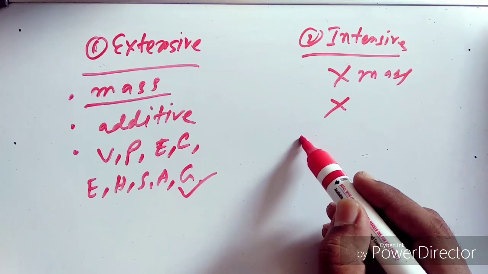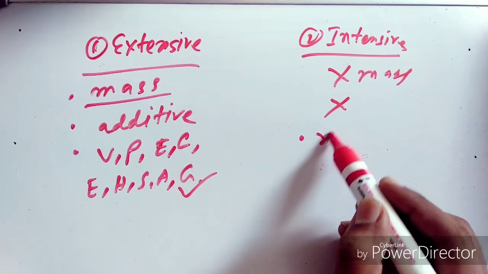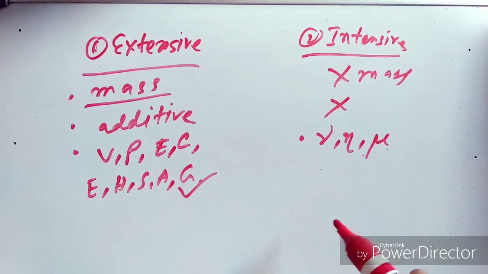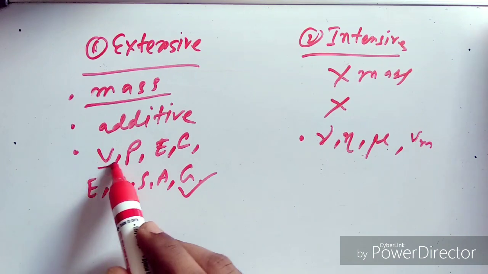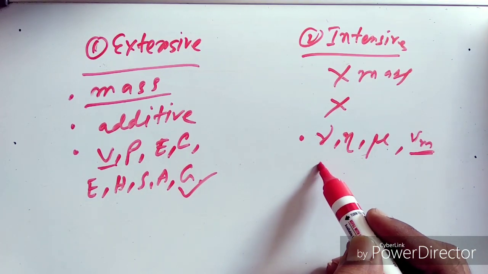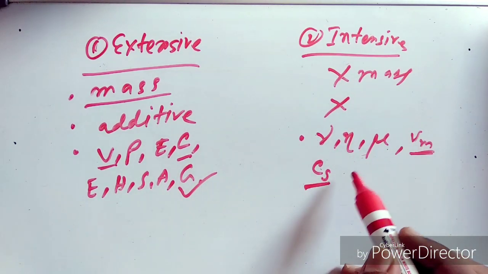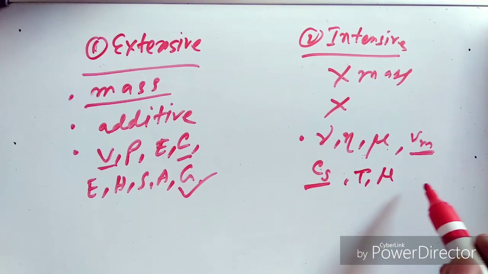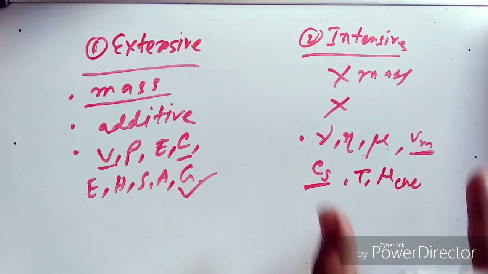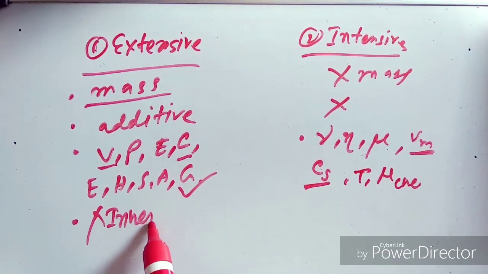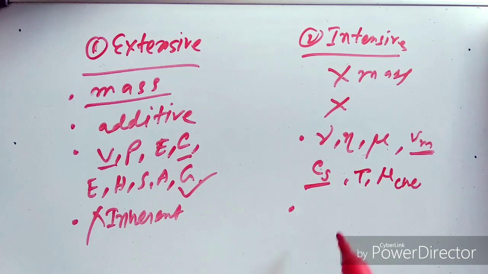But for intensive properties, remember the examples, very important: surface tension, viscosity eta, refractive index, and molar volume. Remember, volume is extensive, but molar volume is intensive. Heat capacity is extensive, but specific heat capacity is intensive. Remember these two. Also temperature and chemical potential are intensive. Most extensive properties are not inherent, but most intensive properties are inherent.